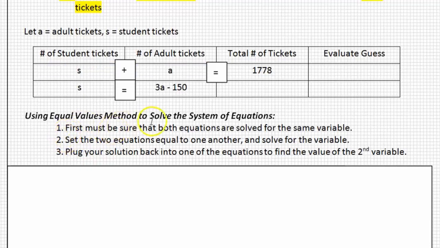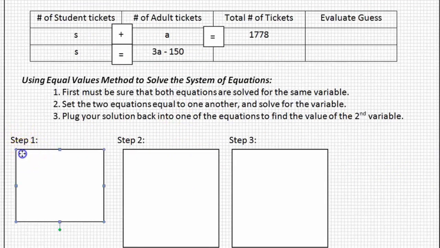Then, once I am able to solve them both for the same variable, I'm going to set the 2 equations equal to one another and solve for the variable. And then finally, I'm going to plug my solution back into one of the equations to find the value of the second variable. Might sound a little confusing from that description, so let's go ahead and take our work here and see how that would look.